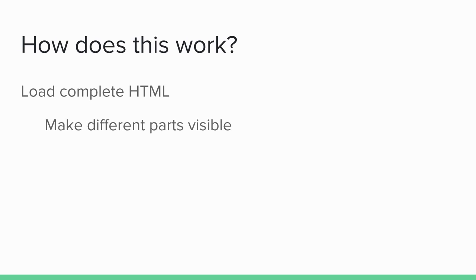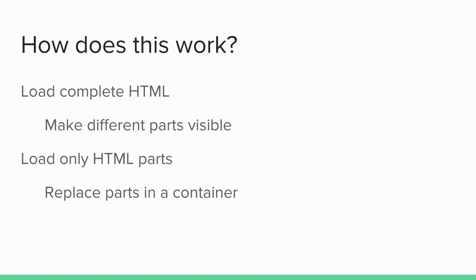Now, how is this done? There are different ways to change the content of the current page. For example, a solution for small applications with little content, like our shopping list app, would be to simply load the complete HTML of a page and make particular parts, for example divs, of this page invisible or visible, just as you need it. For bigger applications, or to reduce data load in general, it's better to load HTML parts when you need them and replace these parts with the existing code in a container.